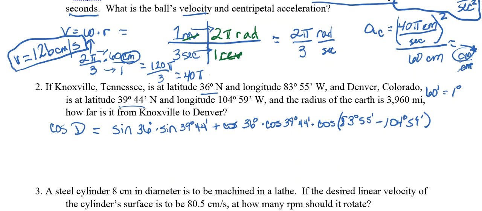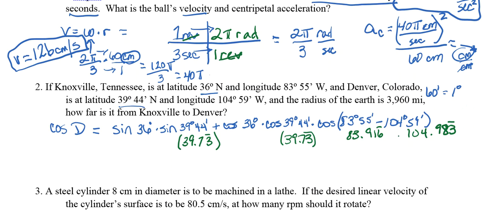So the 39, let's go ahead and do that first. 44 divided by 60. So this is going to be 39.73 repeating. And same here. The 83.55, so we're going to go 55 divided by 60. So this is 83.916 repeating. Then we have the 104, so we're going to go 59 divided by 60. So this one is 104.983 repeating. Okay, so now we're going to plug this in.